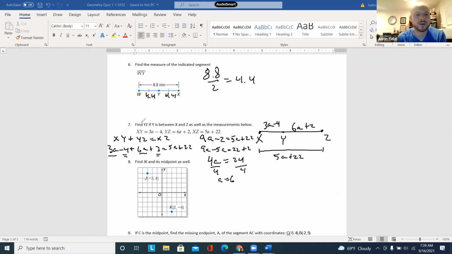Substitute, because don't we want to know YZ? YZ is 6a plus 2, so that's going to be 6 times 6 plus 2, which is 38. Drop the mic. Questions about that? Put them in the organizer.